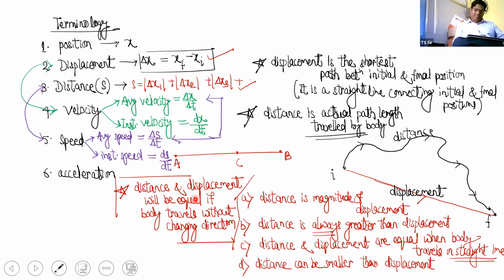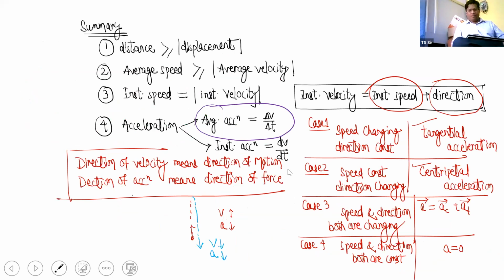Then we studied about acceleration. Average acceleration, that is delta v by delta t. Instantaneous acceleration, that is dv by dt. Okay, then we summarize. Distance can be greater than or equal to displacement. Average speed can be greater than or equal to average velocity. But instantaneous speed is equal to the magnitude of instantaneous velocity. Then I said to remember it like this: velocity means speed plus direction.